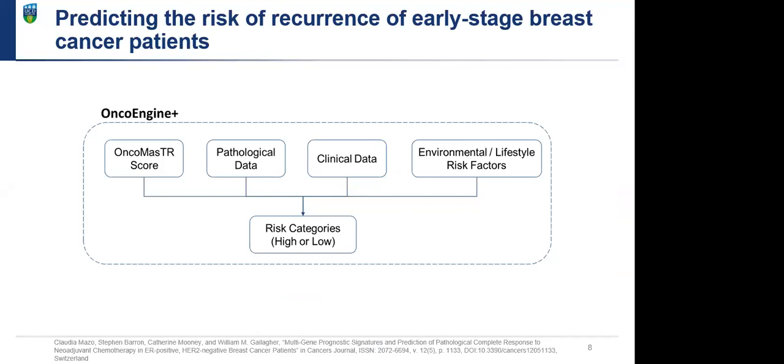This is another sample. In this part, we are trying to predict the risk of recurrence of early stage breast cancer patients using, again, different kinds of information together. In this case, we have signature score, pathological data, clinical data, and also environmental or lifestyle risk factors to get the risk of recurrence for each patient. The idea is to have a more personalized prediction.